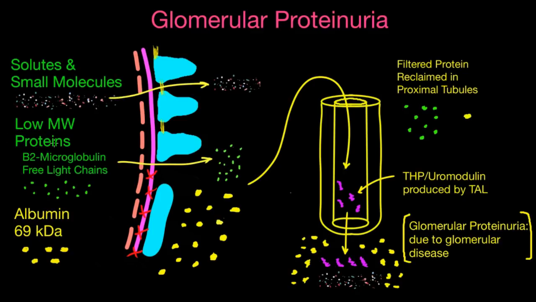Low molecular weight proteins like beta-2 microglobulin and free light chains will be filtered, and when they're filtered, they pass through the tubules. A lot of this is reclaimed in the proximal tubules, but obviously some of it is excreted.